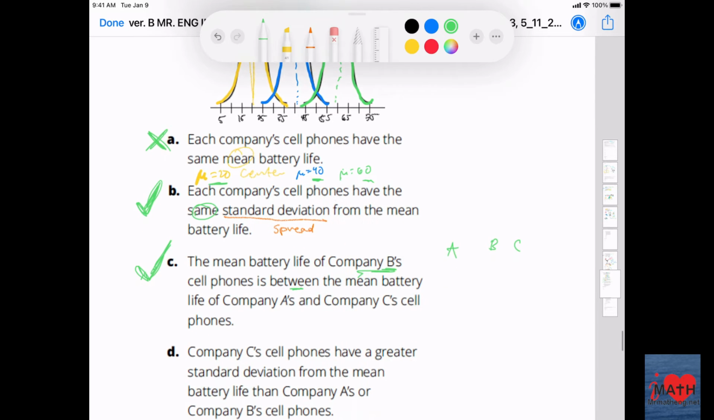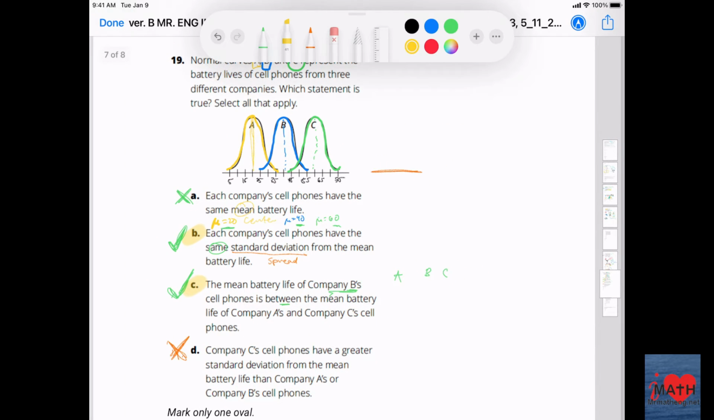And then the last one, company C's cell phones have a greater standard deviation from the mean battery life than A's or B's. Remember, I just showed you that orange line. Should I show it to you again? This orange line is the same distance as B's and A's. They're all the same. So the green one, C, is not greater. So that one would be wrong. So our two answers are going to be B and C for number 19.